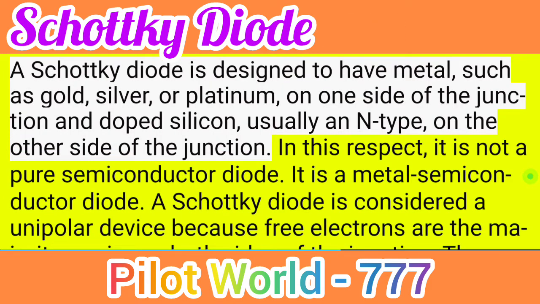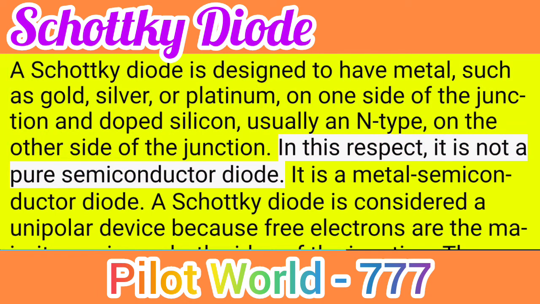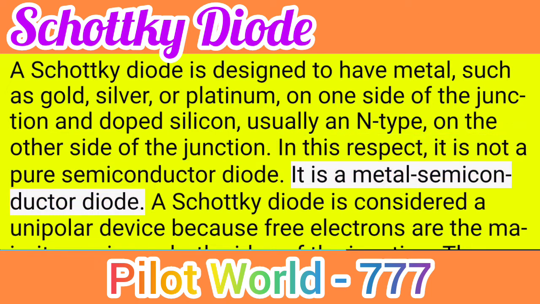A Schottky diode is designed to have metal, such as gold, silver, or platinum, on one side of the junction and doped silicon, usually an N-type, on the other side of the junction. In this respect, it is not a pure semiconductor diode. It is a metal semiconductor diode.